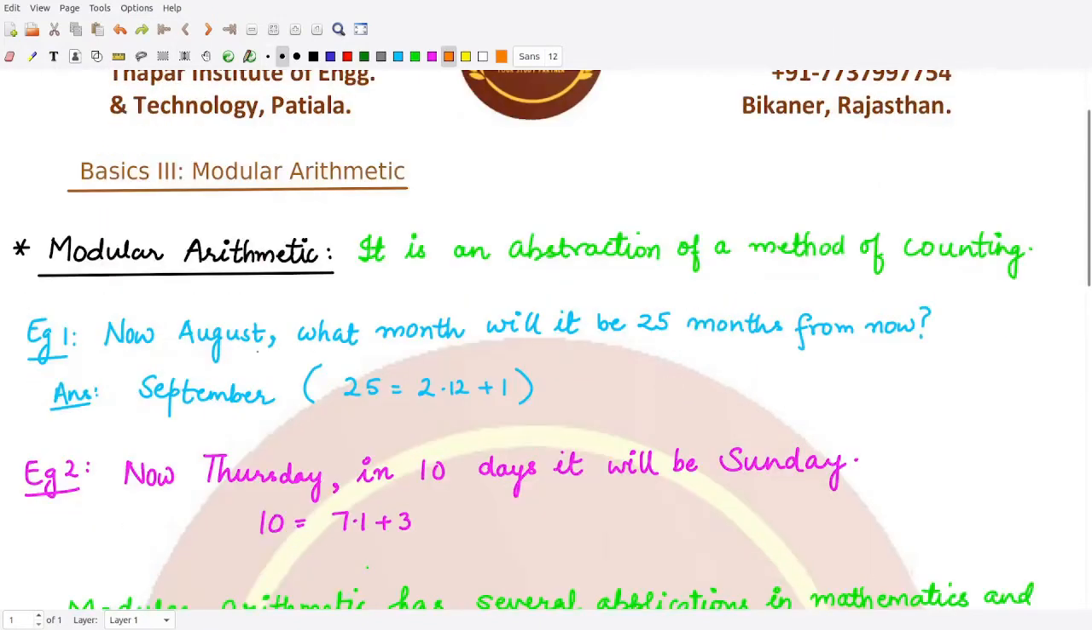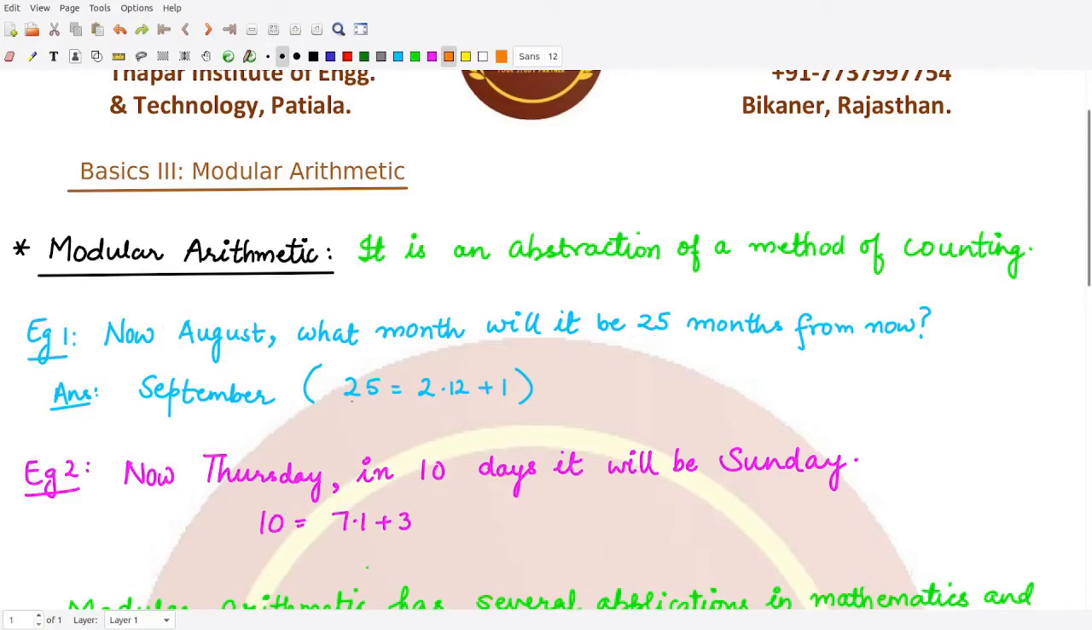Now suppose that it is the month of August, right? If I ask you what will be the month after 25 months from now, there are two ways. Either you simply count on like this: it is August, then September, October, November, December, January, February, and so on. You count until you reach 25, right? That is one way, but that is a longer and non-technical way.